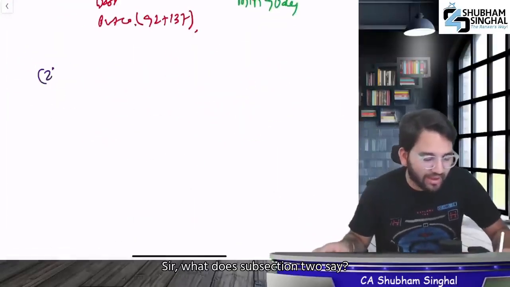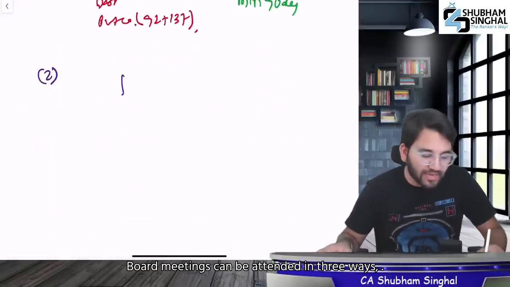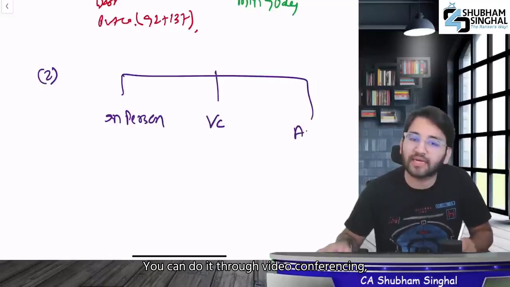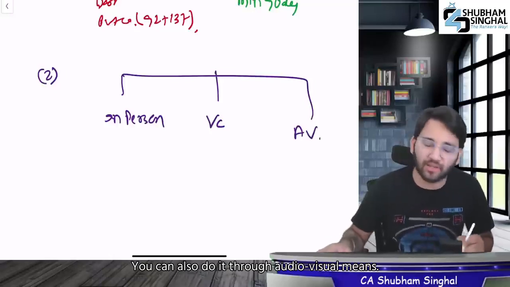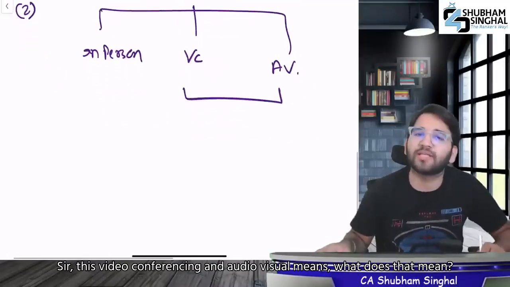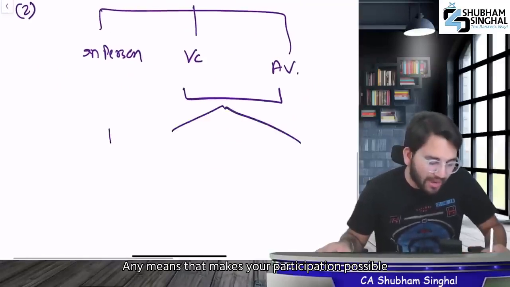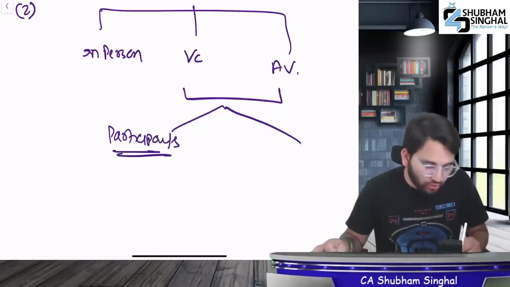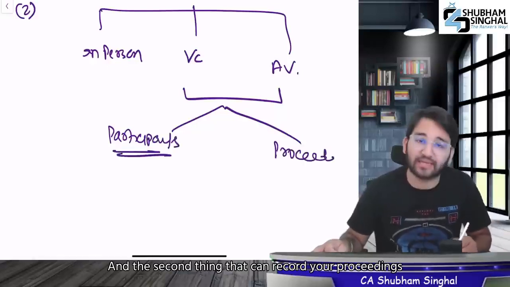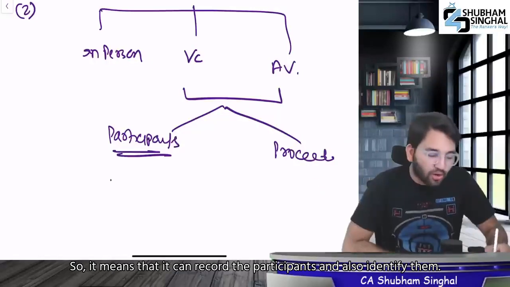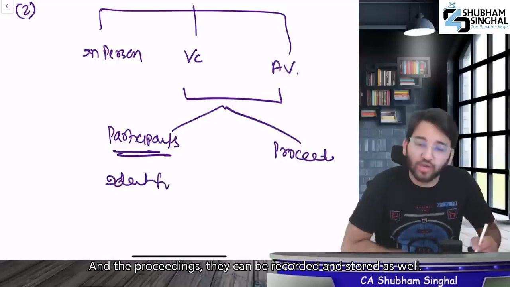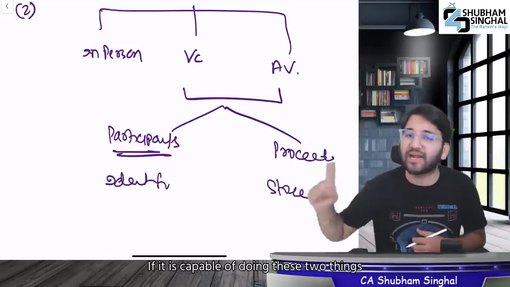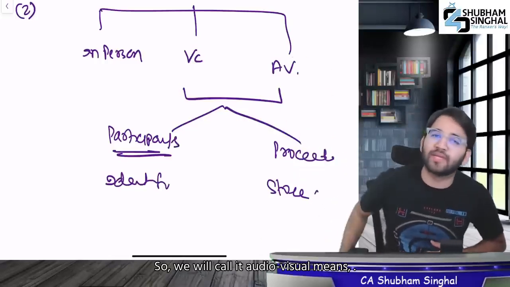What does subsection 2 say? That board meetings can be attended in 3 ways. Can attend in person, through video conferencing, or through audio-visual means. This video conferencing and audio-visual means, or any means that makes your participation possible, should be able to record the participants and also identify them. And the second thing, it can record your proceedings, and the proceedings can be recorded and saved as well. If it is capable of doing these 2 things, call it audio-visual means.